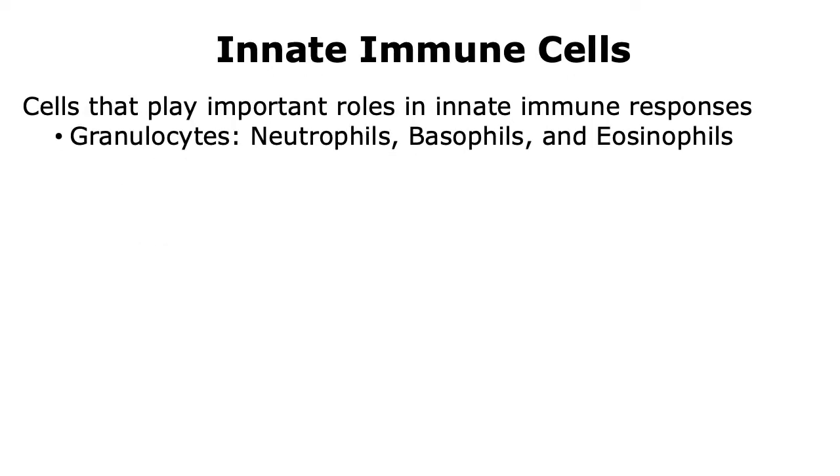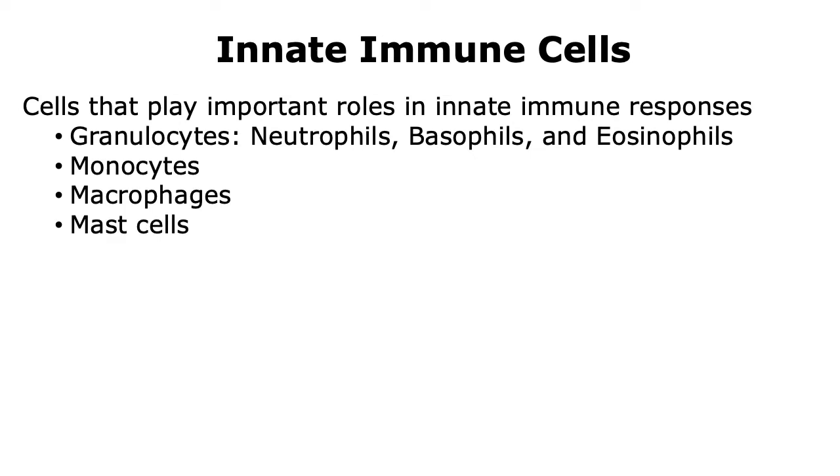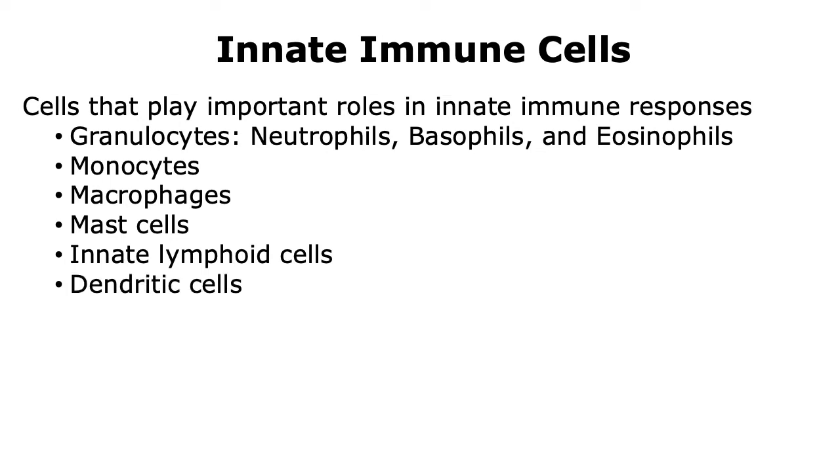Our body has many different types of innate immune cells that play important roles in host defense. Some of them are the granulocytes, which include the neutrophils, basophils, and eosinophils. We also have monocytes that are normally found in the blood, and macrophages that are found in tissues. We have mast cells that are present in peripheral organs, as well as innate lymphoid cells that also play important roles in host defense. Finally, we have dendritic cells, which are cells that act as a bridge between innate and adaptive immune responses.